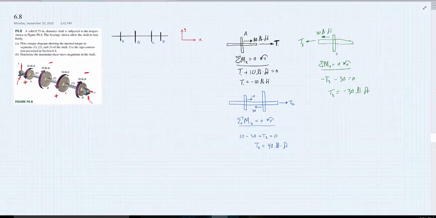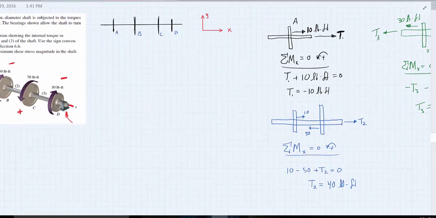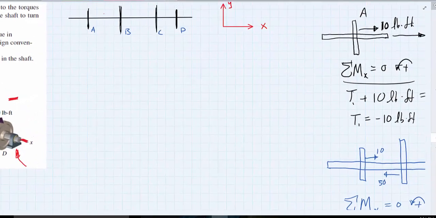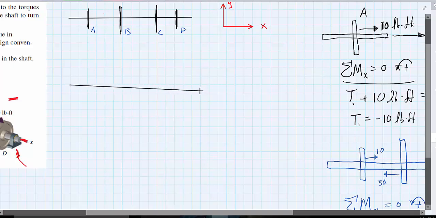Now the problem asked to plot that in an internal torque diagram. So what I like to do is I've already drawn right here kind of a diagram up the top. So what I'll do is just mimic this shape here, this length.